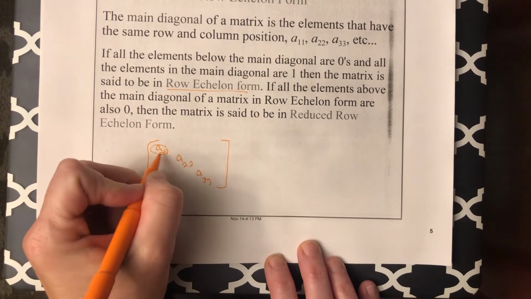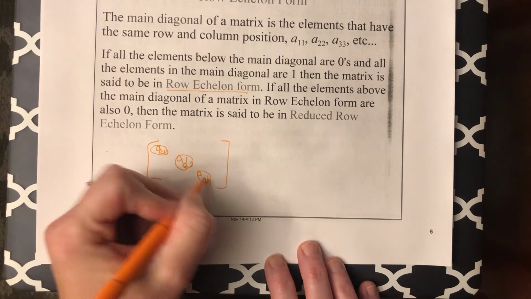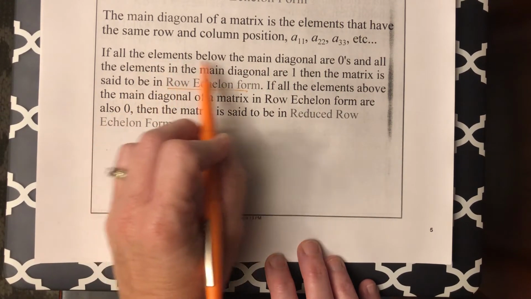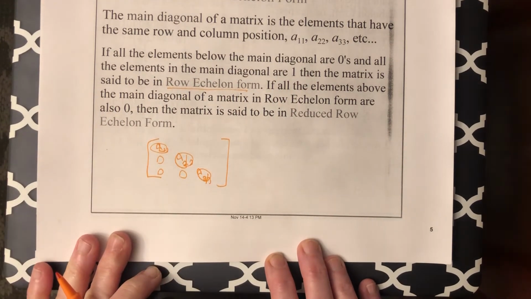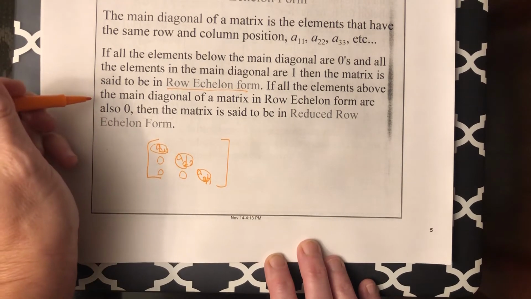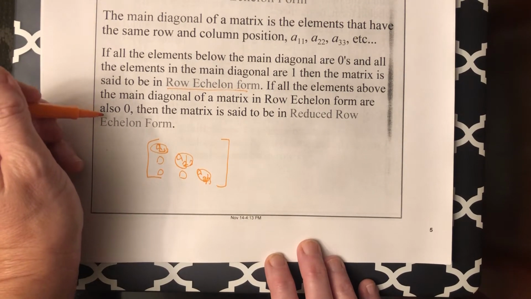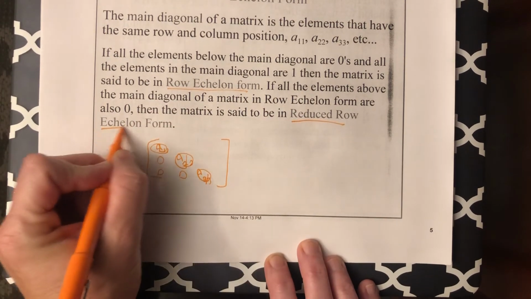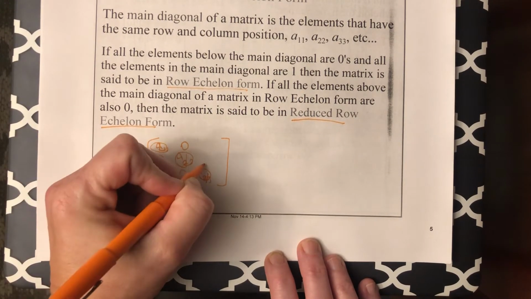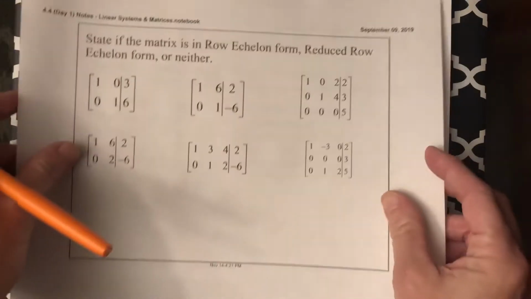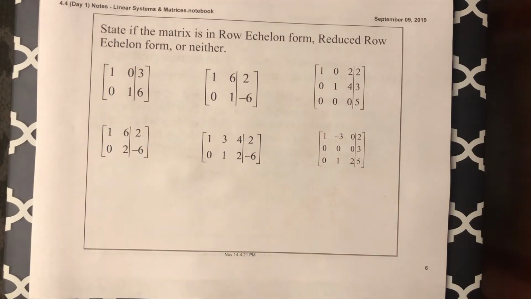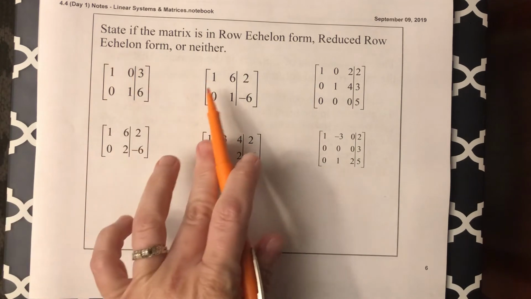Now imagine that these are all 1s here, and the elements below the main diagonal have to be zeros. So it looks something like that. If all the elements above the main diagonal are 0, then it's said to be in reduced row echelon form. So now I'm adding zeros up here, and it would look something like that. In this one, I want you to push pause and decide whether or not these are in row echelon form, reduced row echelon form, or neither.